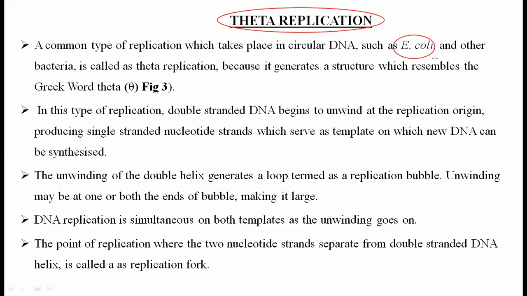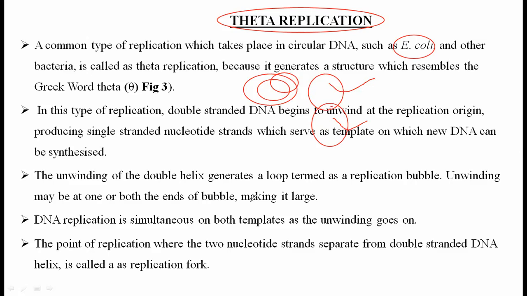It's found because here the DNA is circular in nature, unlike you. You have a circular DNA. It starts unwinding. And once the replication is complete, at the end you have these two newly synthesized strands, and it resembles theta. That's why it's called theta replication.